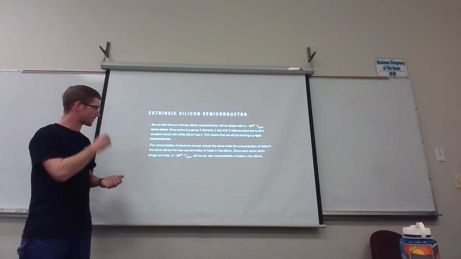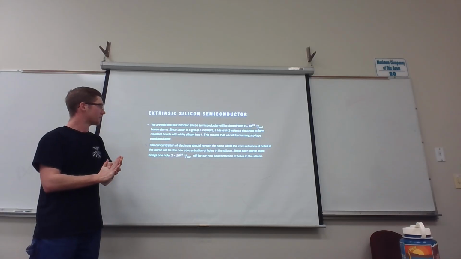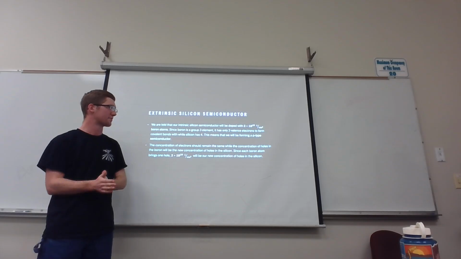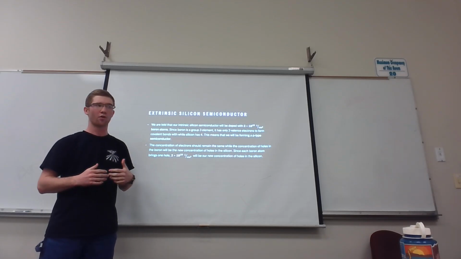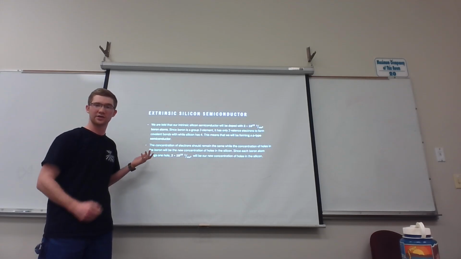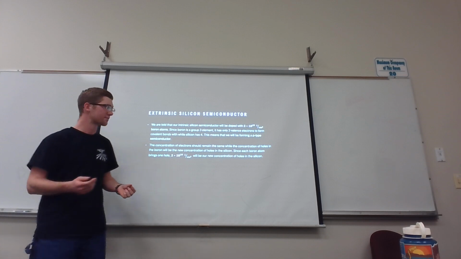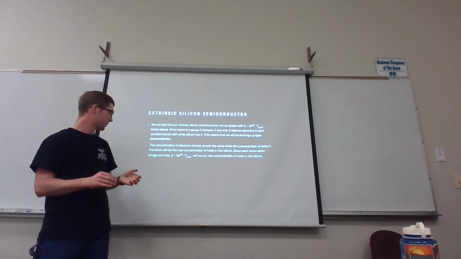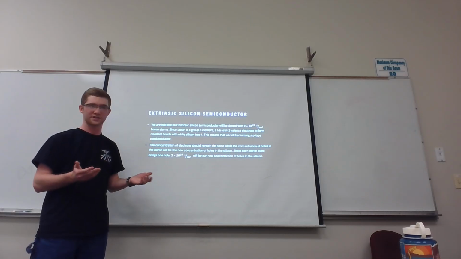So we're told that our silicon semiconductor from before is now going to be doped with 2 times 10 to the 19th per centimeter cubed boron atoms. Boron is a group lower than silicon, so that means we're going to create a P-type semiconductor. There are going to be more holes, so the concentration of the electrons is going to stay the same, and the holes will be increased.